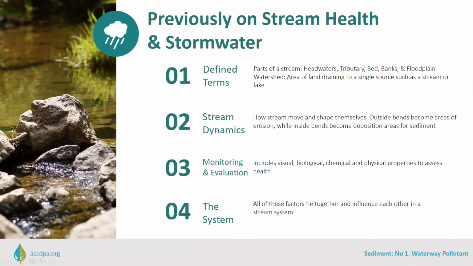Before diving into Chapter 3, here's a quick review of our previous chapters. We defined what a watershed is and all the parts of the stream system, including bed and banks, floodplains, and riparian areas. We discussed that streams are dynamic systems that are always changing. Outside bends typically undergo erosion because the flow is faster, and inside bends act as areas for sediment to deposit. There are physical, chemical, and biological factors that all need to be assessed to fully understand the health of a stream. And the stream is a system. Everything ties together and influences the overall health of the system.